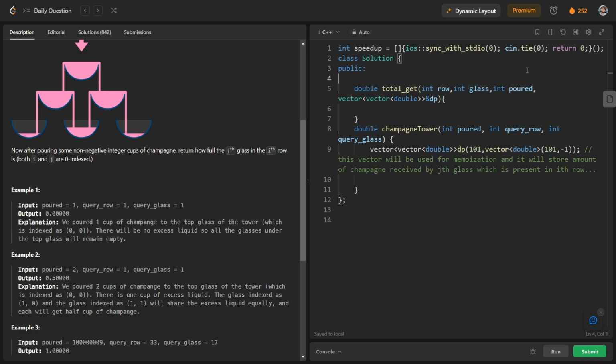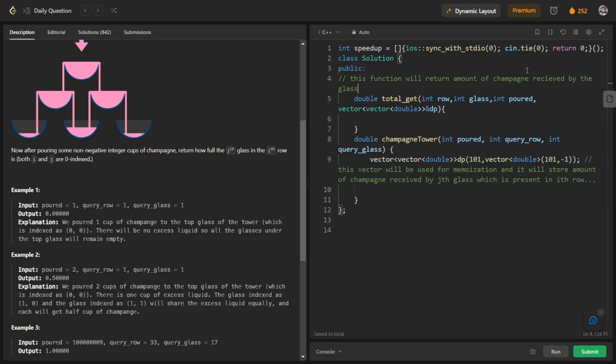So I will write here, this function will return the amount of champagne received by the glass in a particular row.